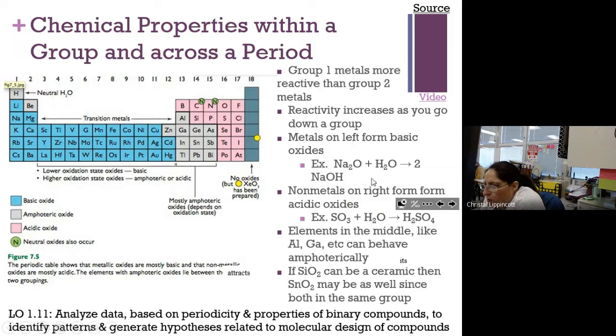Metals then are on the left-hand side of the periodic table. They're going to form basic oxides. Non-metals then will form acidic oxides. Elements in the middle, your transition metals, can go either way. And then silicon oxide can be ceramic because that is a covalent network solid.